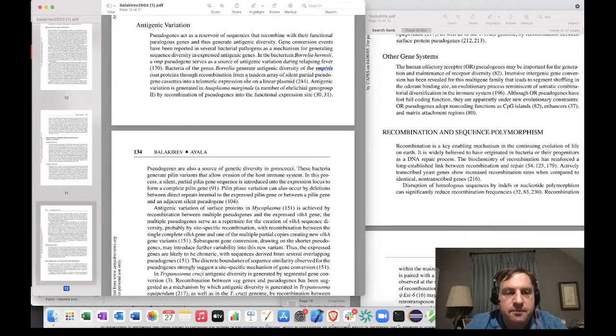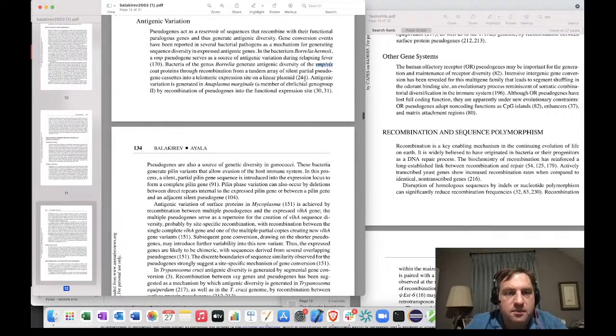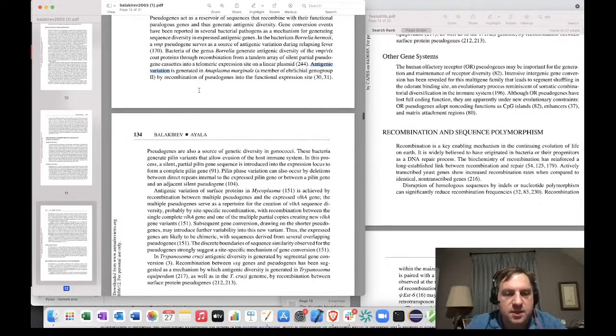And so anyway, again, antigenic variation is generated in Anaplasma marginale by recombination of pseudogenes into the functional expression site. So yet another organism where you have pseudogenes being used for antigenic variation. That's what the antibodies attach to. So it's variation because it's trying to evade immunity.